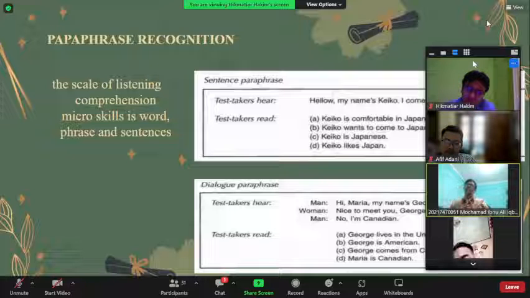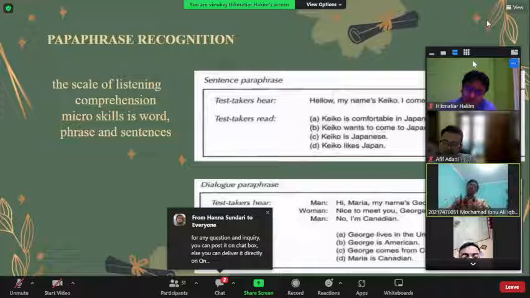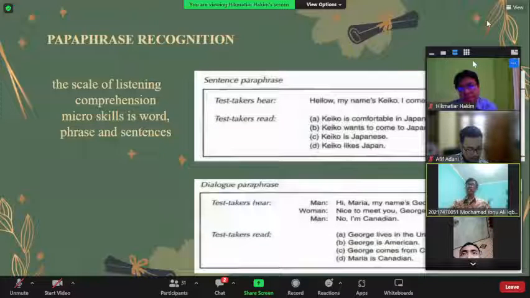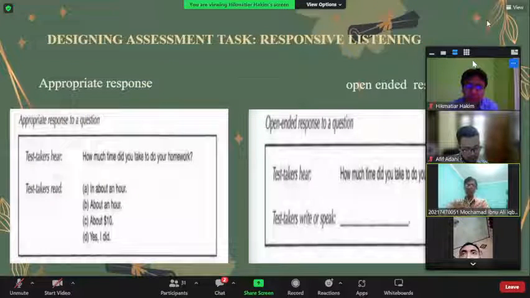That is how to design a dialogue and sentence paraphrase to make listening assessments. Next, designing responsive listening. Next slide. Okay. In designing responsive listening, here are examples of responsive listening.